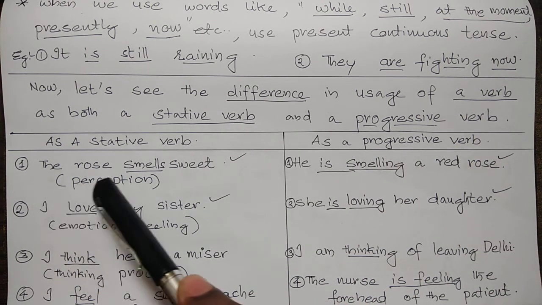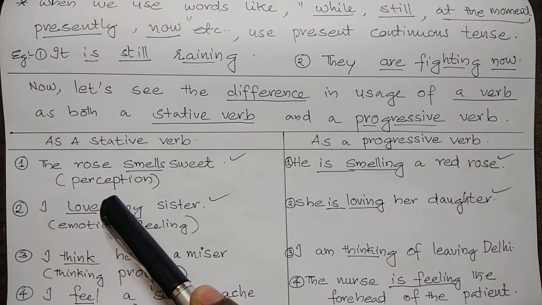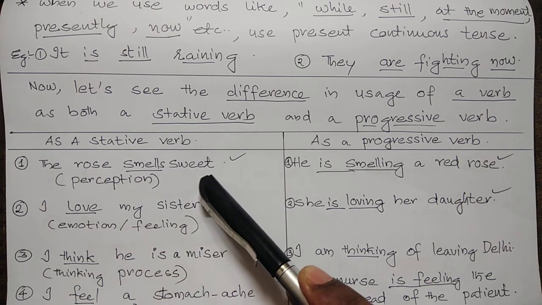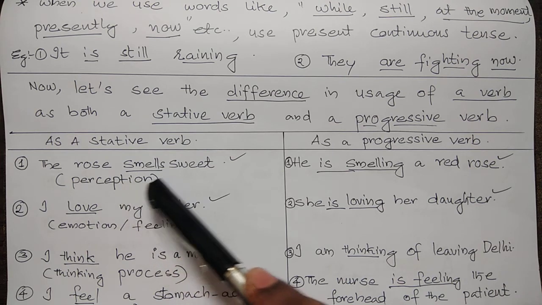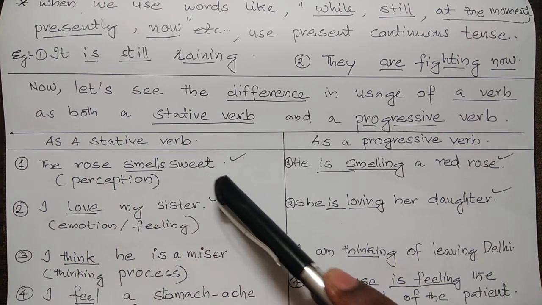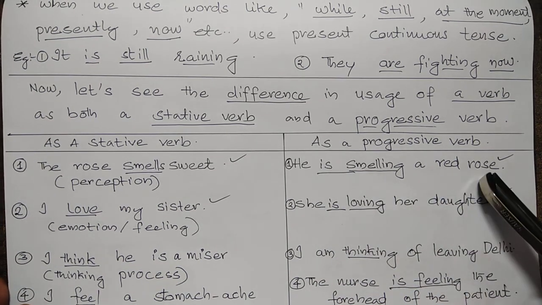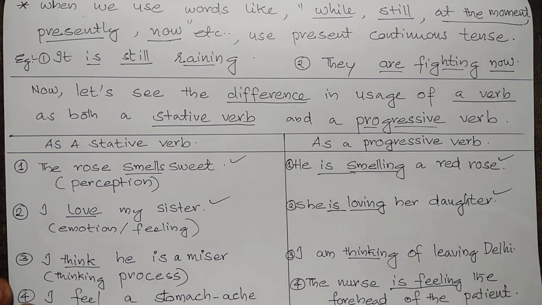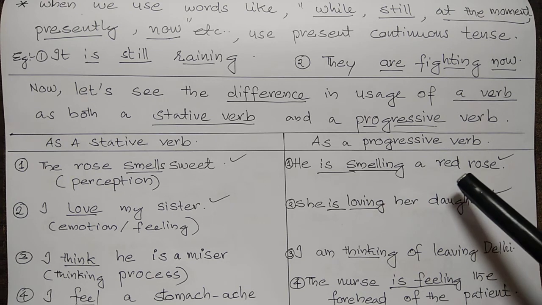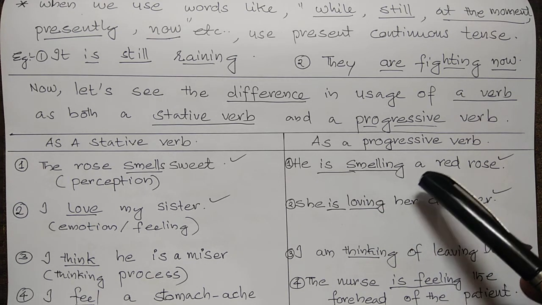First one, the rose smells sweet. It's a perception. So the sentence is right. The rose smells sweet. We cannot say the rose is smelling sweet. That is wrong. We have to say the rose smells sweet. He is smelling a red rose. So that is a progressive action. He is smelling a red rose. So we can use the present continuous there because it is a progressive action.